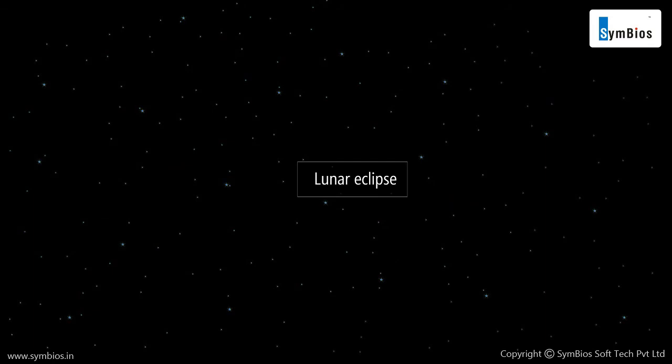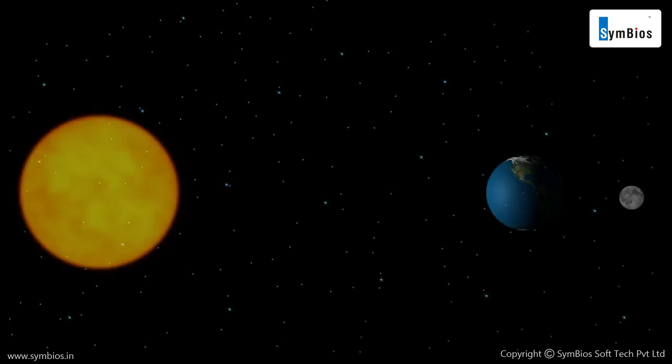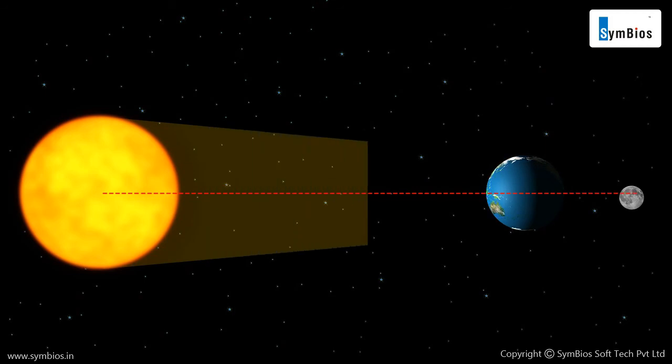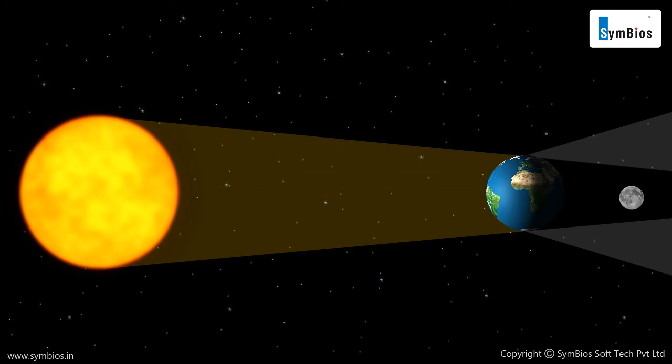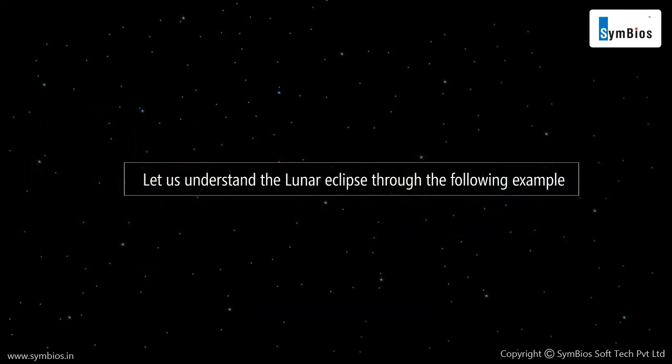Lunar eclipse. If the sun, earth, and the moon come in a straight line on a full moon day, and the earth is positioned between the sun and the moon, the shadow of the earth falls on the moon, causing a lunar eclipse. As the moon revolves around the earth, it passes through various regions of this shadow. Let us understand the lunar eclipse through the following example.